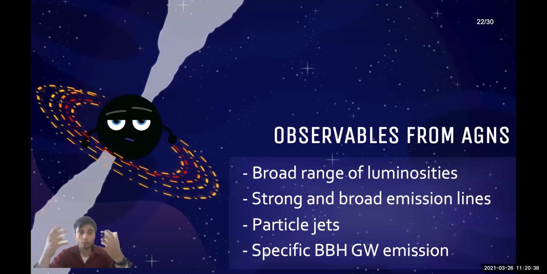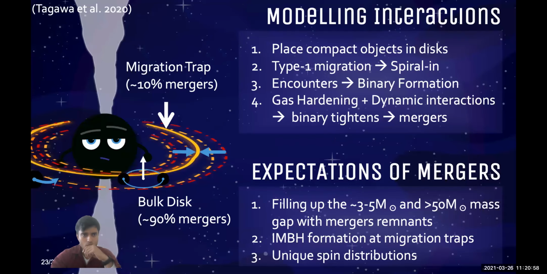So we have a broad range of luminosities, we have jets, as we discussed, and we also have, in a way, a unique set of gravitational wave emissions that we might see from AGN disks. And this is what I've been working on, looking at the gravitational wave emissions from these black hole mergers in AGN disks. So to understand the gravitational wave emission, let's take a step back and try to put together what we expect to see when these binary black hole systems merge.